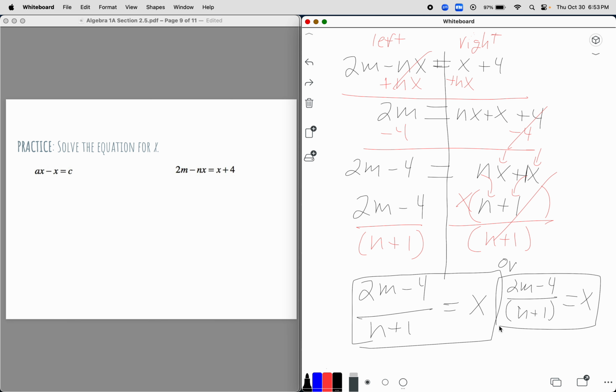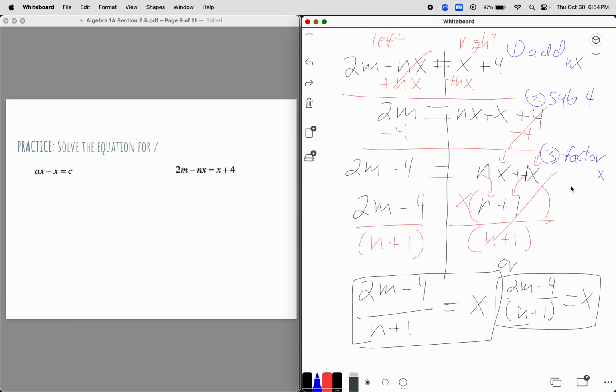Two equally good answers. Okay. First thing we did was we added x on both sides. Okay. The second thing we did was we subtracted 4 from both sides. And then the next thing we did was we factored out that x, distributive property in reverse.